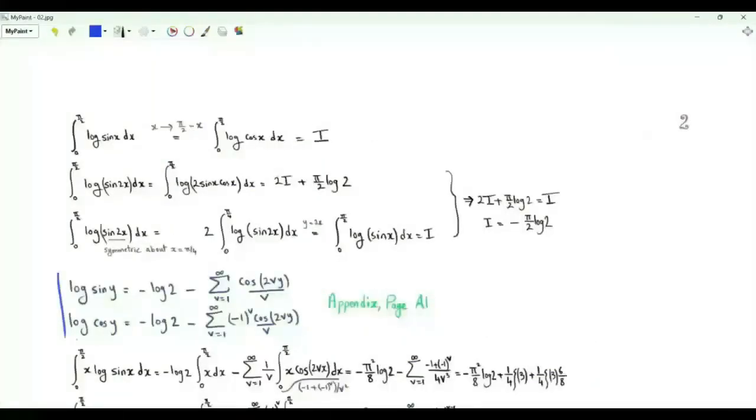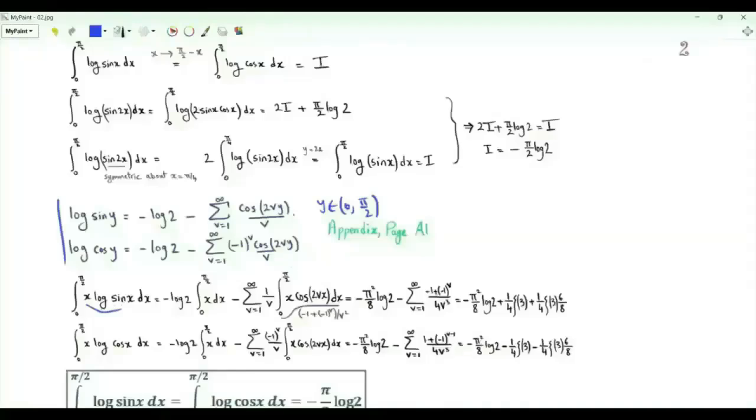We have previously obtained the Fourier series of log sine y and log cosine y, for y between 0 and pi over 2. We can use these series representations to obtain the integral x from 0 to pi over 2 of x times log sine x or log cosine x. We just insert the series and integrate term by term. When the integrand is x log sine x, we get this integral x from 0 to pi over 2 of x times cosine 2vx, where v is a positive integer.